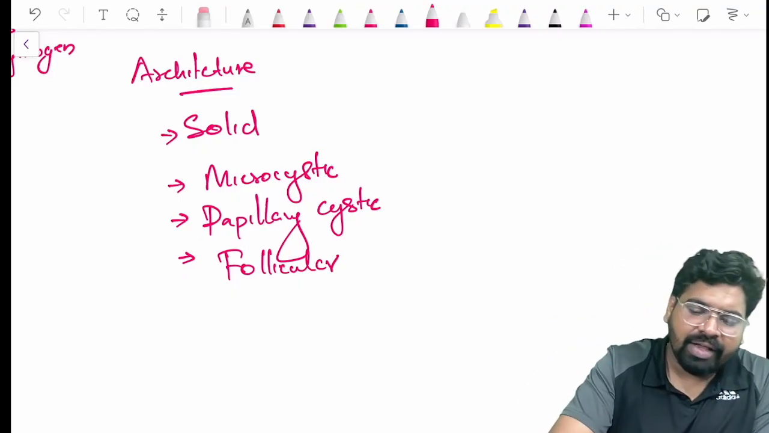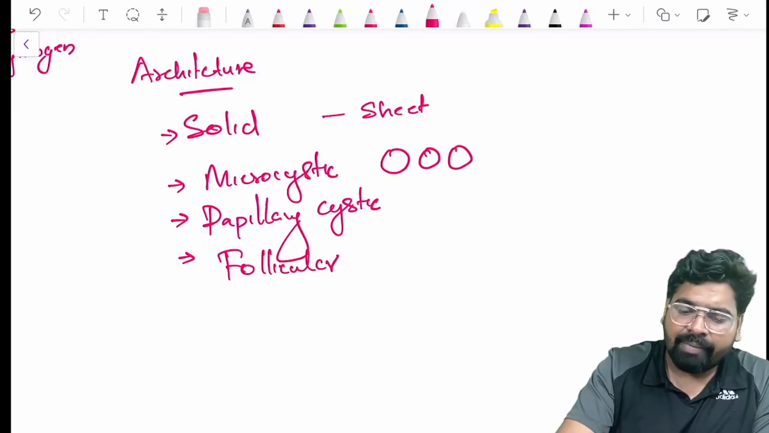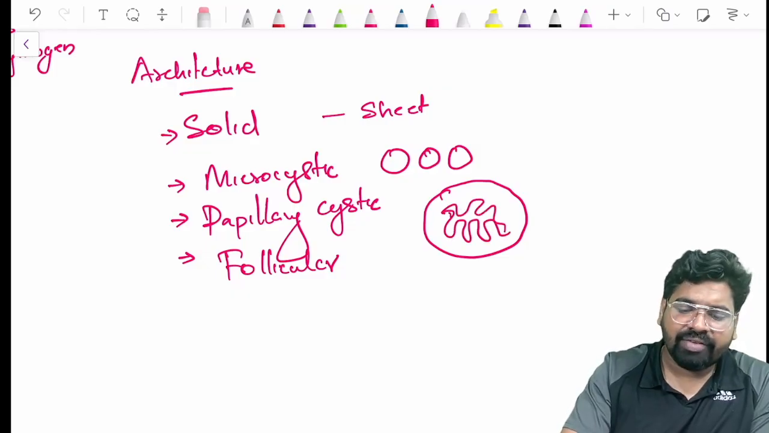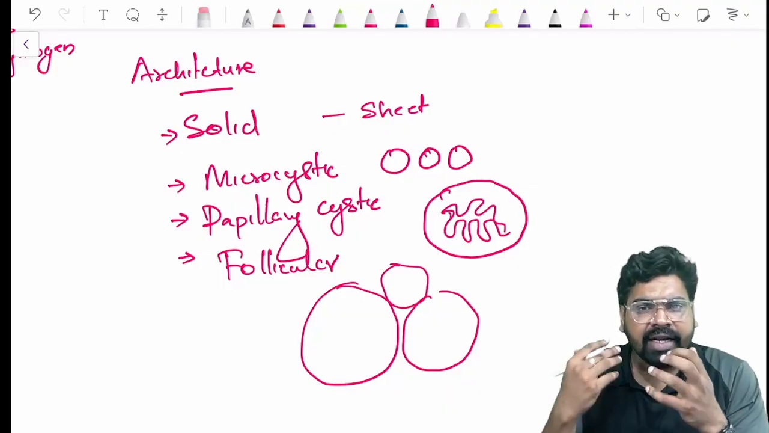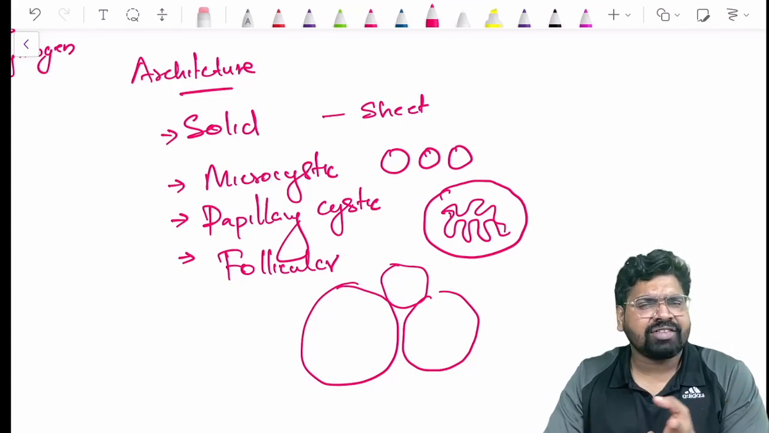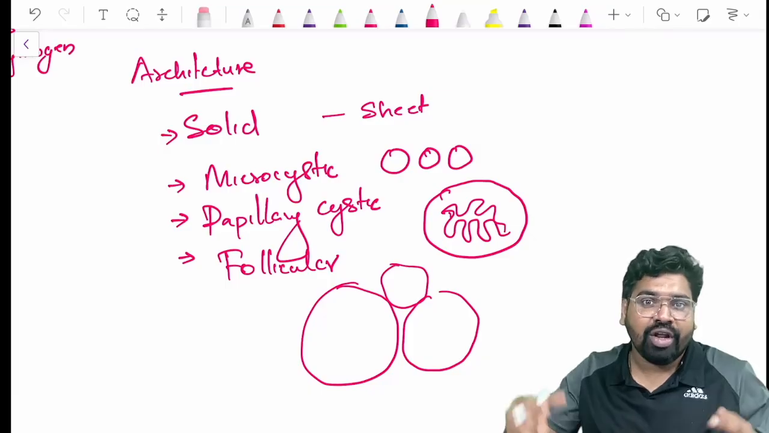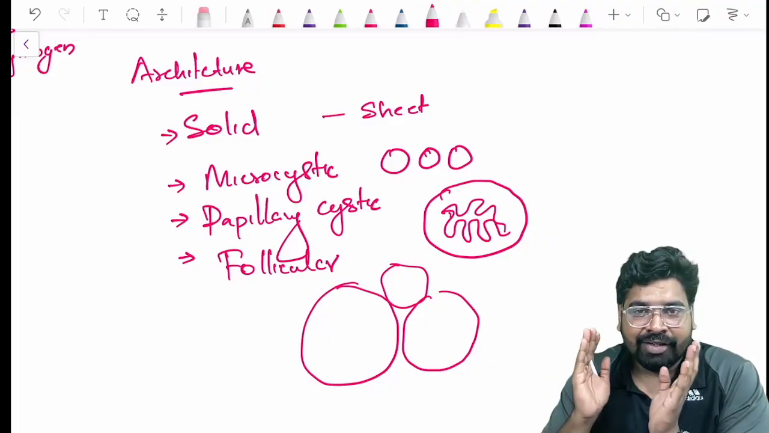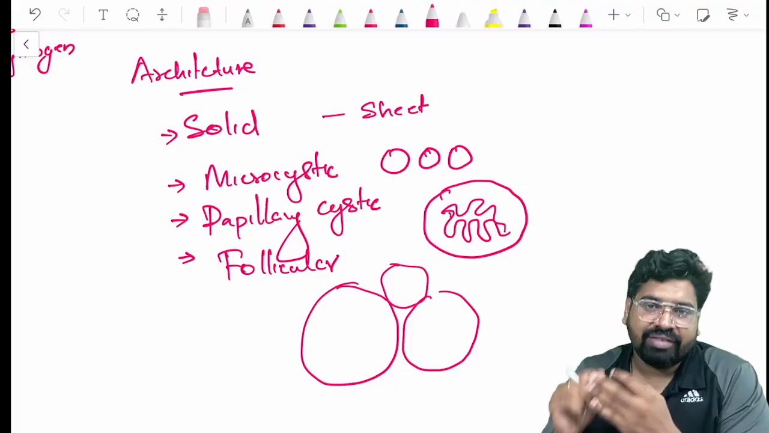So they can be solid, in sheets, or microcystic with small cystic spaces, or papillary cystic, with papillary projections into cystic spaces, and sometimes follicular, meaning large rounded follicles. These are the architectural presentations. Just remember the names, because they can ask which among the following is not an architectural presentation of acinic cell carcinoma. They may give you tubular, trabecular. Don't fall into that. You may have seen basal cell adenoma had tubular, trabecular. In acinic cell carcinoma there is no tubular, trabecular. There is solid, microcystic, papillary cystic, and follicular.